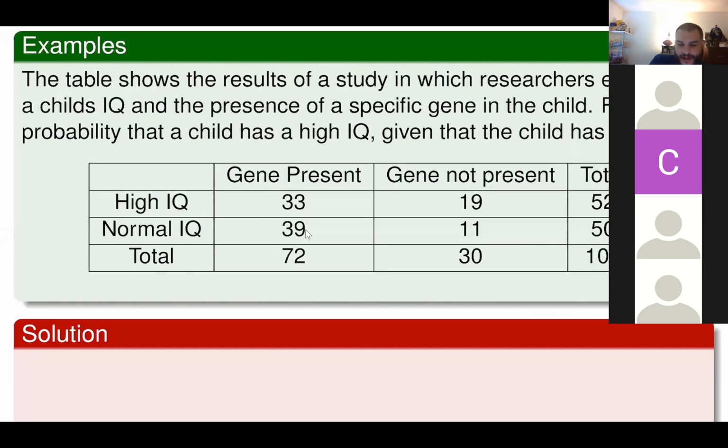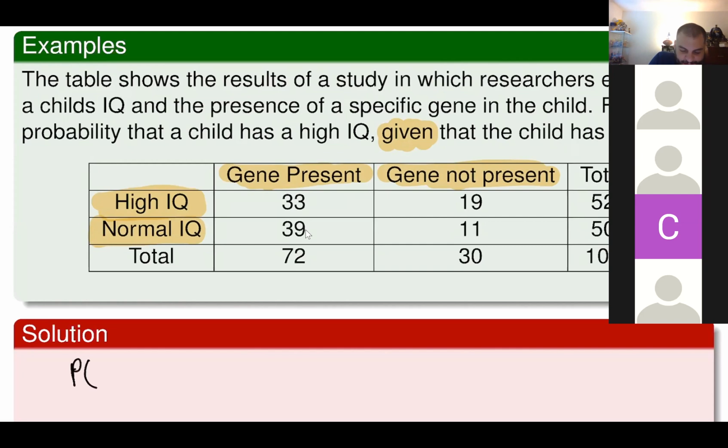All right, so if you look at the table, here go high IQ, here go normal IQ. Here go people who have the gene. Here go people who do not have the gene. So for this one, you have this key word over here: given. So what's the given? That the child has the gene. Perfect. So the given is the gene is present. All right. So what is it that we're trying to find? We're trying to find the probability that the child has a what? A high IQ. There you go. So say high IQ.